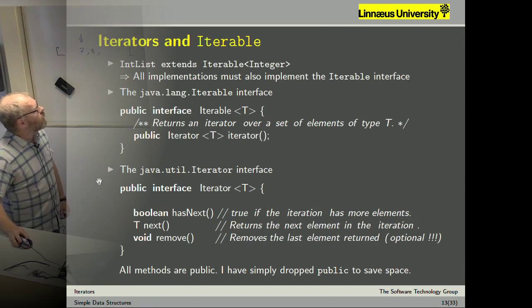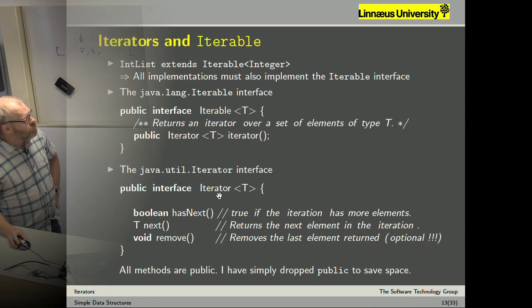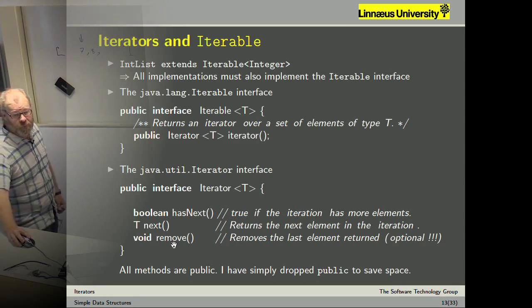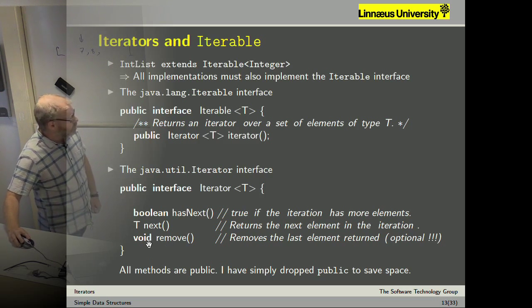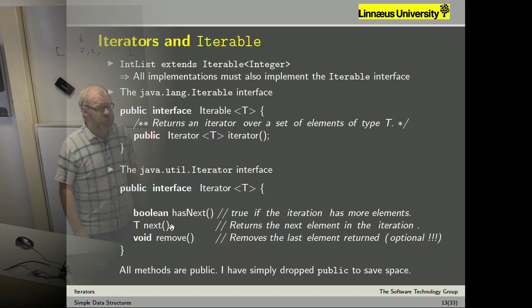And as you have seen in the previous course, an iterator is also an interface, and this interface says that it must be a class that implements the following methods. This one is optional and seldom used. You are forced to implement it, but in most cases you can throw an exception and say not implemented in this case. It's optional.